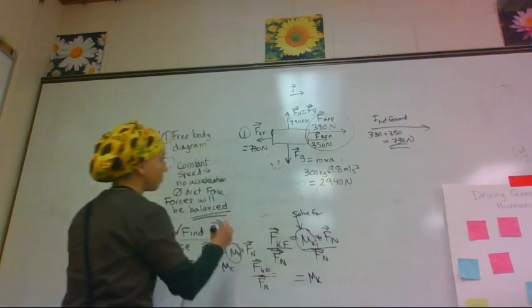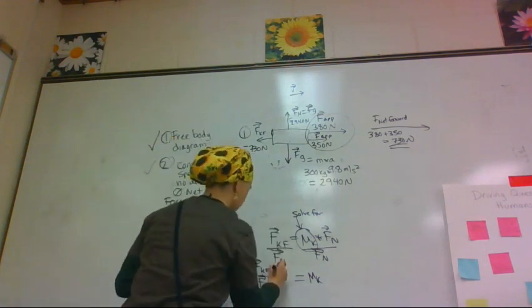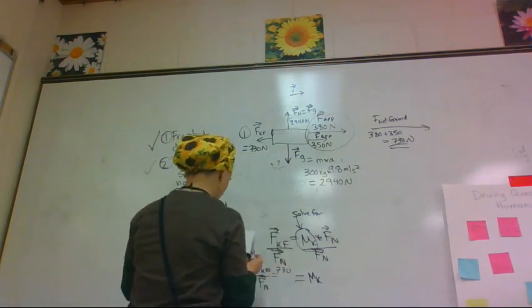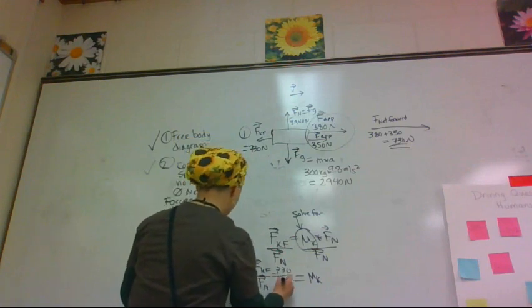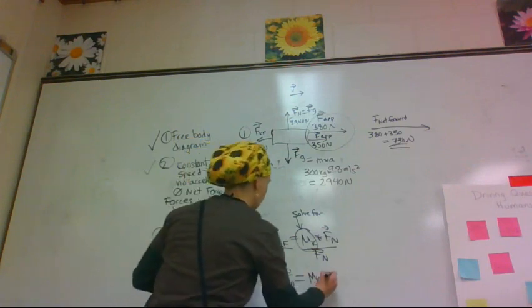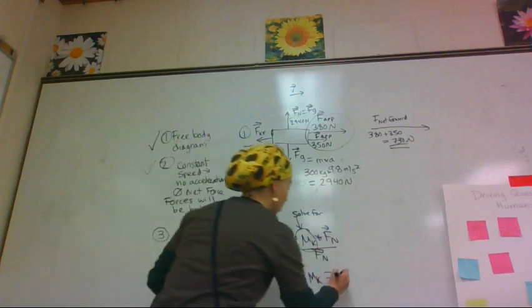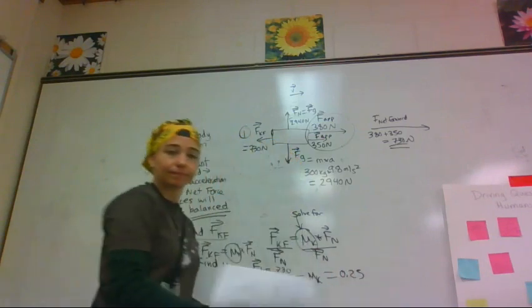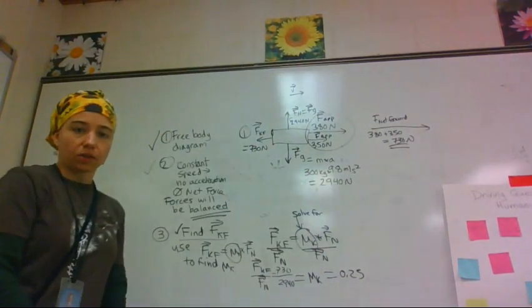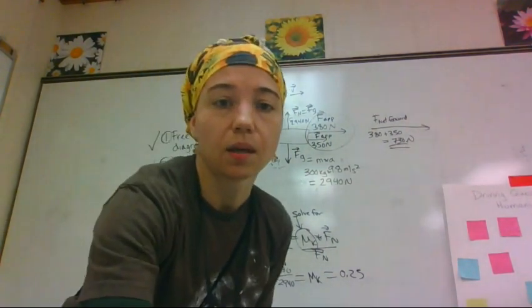So my kinetic friction force was 730, and my normal force was 2,940. And so when I do that math, I get 0.25. All right. I'll leave it there for just a second, and then I'm going to stop.